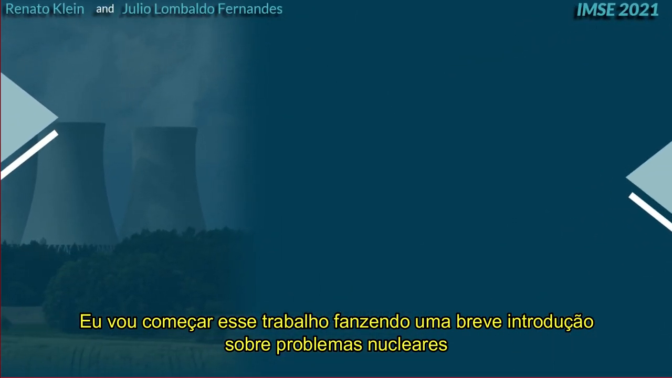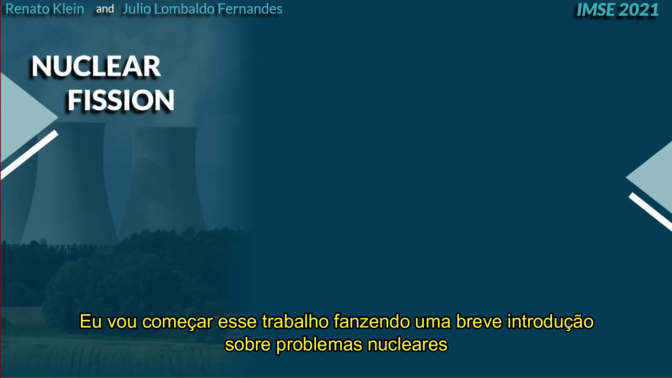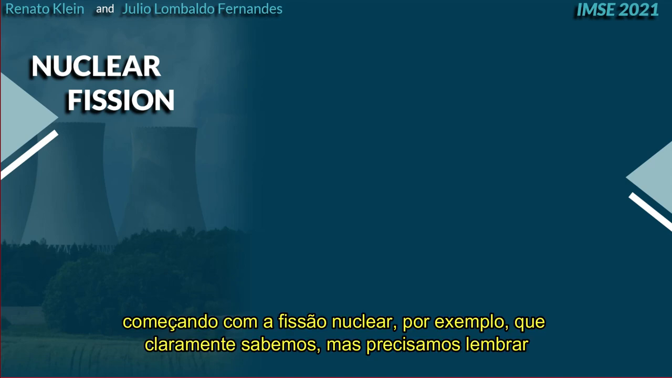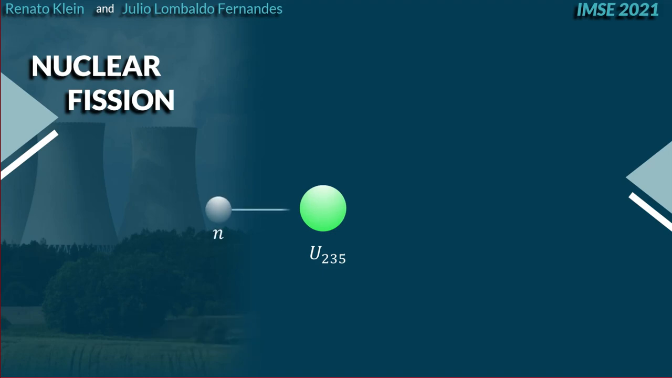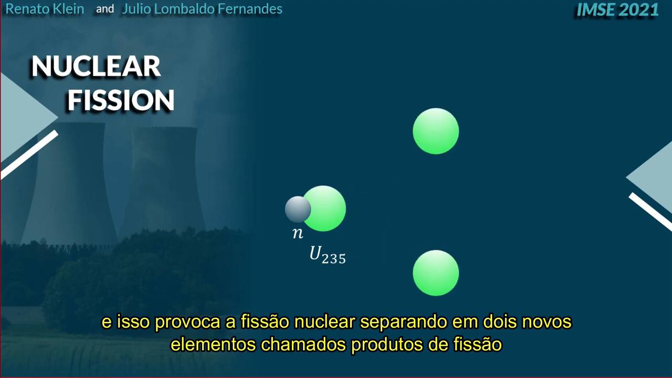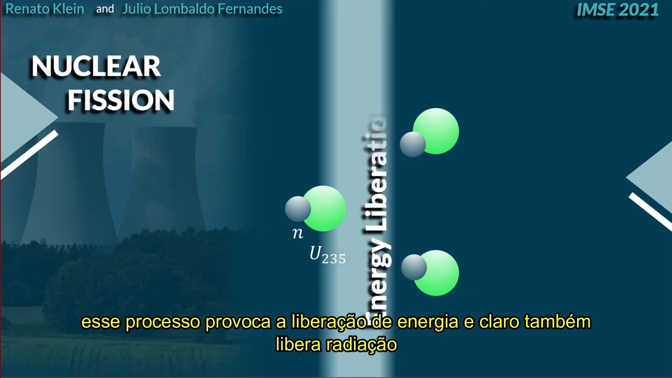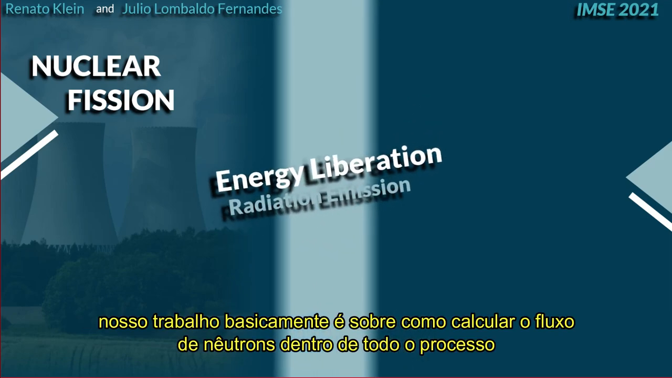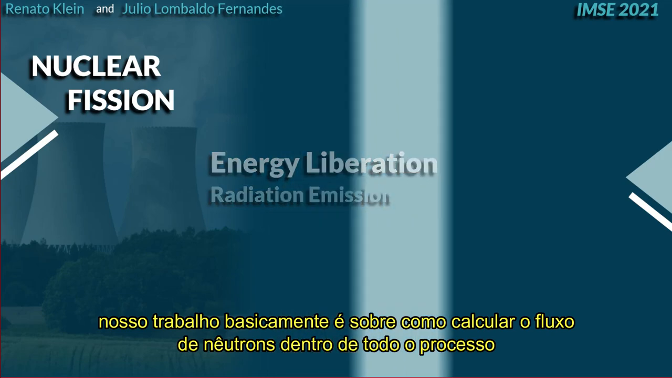To start this work, I need to make a brief introduction about nuclear problems, and so we need to start with nuclear fission. We know it, but we need to remember briefly that nuclear fission works like a neutron inside a source element, uranium, and after this we have the nuclear fission into two new elements that we call fission product 1 and 2. This process has energy liberation, and of course radiation emission too. So our work is about calculating the neutron fluxes inside this problem.